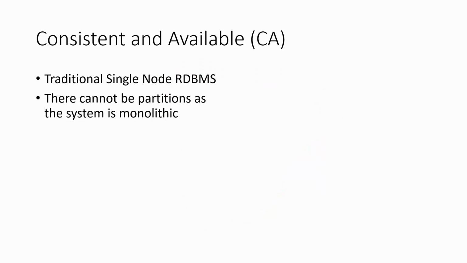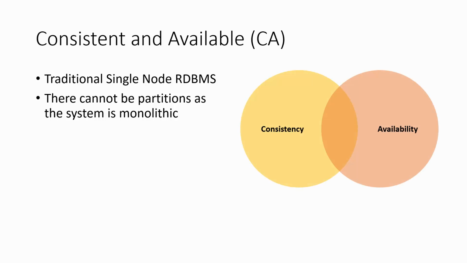So let's look at the first category, which is consistent and available, CA. A traditional single-node RDBMS is considered to be a consistent and available system. Therefore, this system cannot have any partitions because the system is monolithic. There is only one piece of it. If there is a failure, then this system is just not available, and therefore it cannot tolerate any partitions.